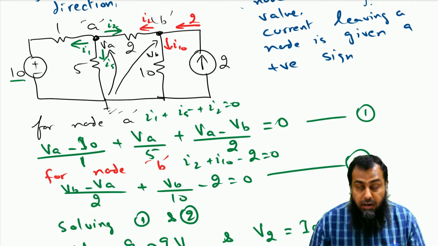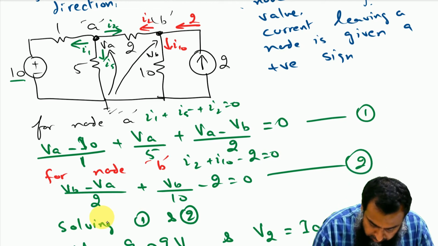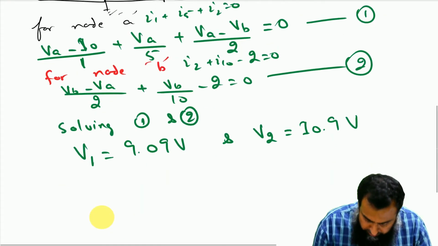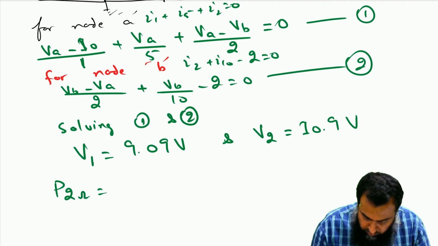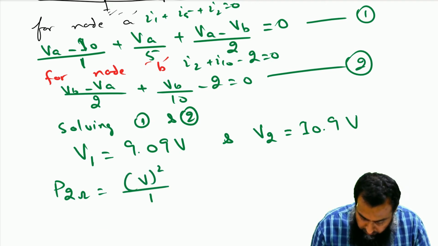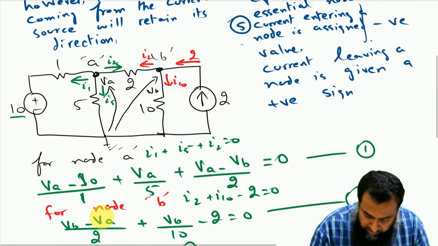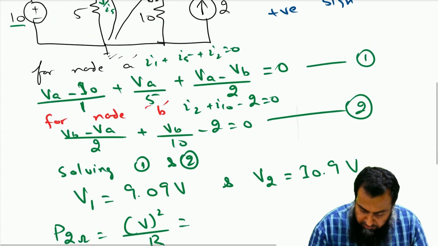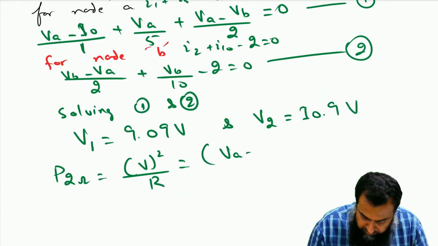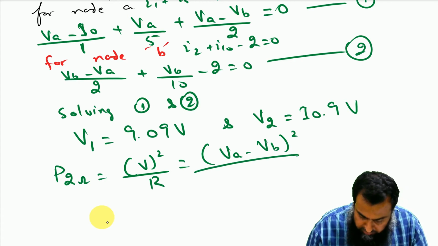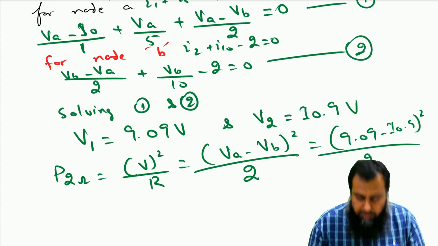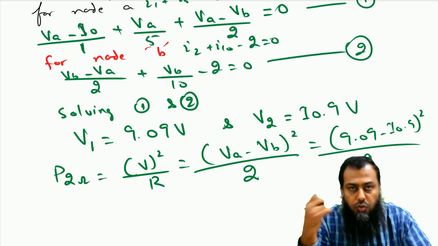we can now find out, for instance, the power dissipated in this 2 ohm resistance. The power dissipated in this 2 ohm resistance is equal to V square over R, and because this is connected between node A and node B, we shall have the voltage VA minus VB. This will be VA minus VB whole square divided by the resistance R, which is 2 ohm, and that is equal to 9.09 minus 10.9 whole square divided by 2, and this will give you the power dissipated in this 2 ohm resistance.